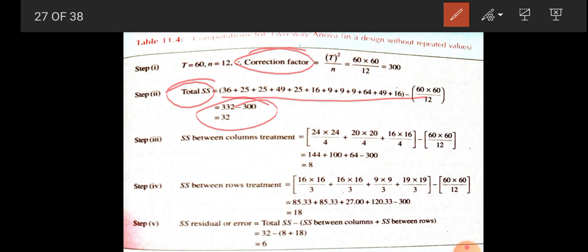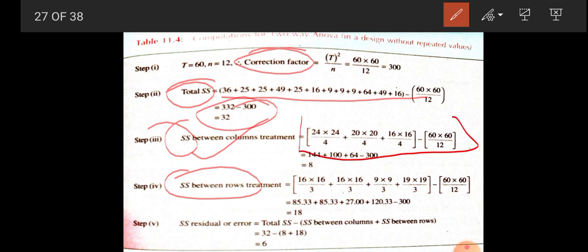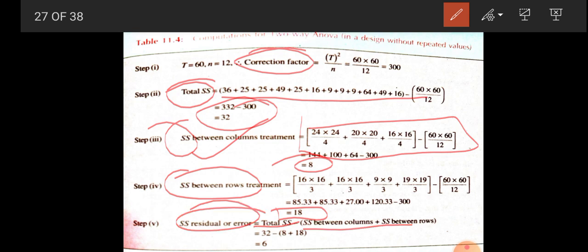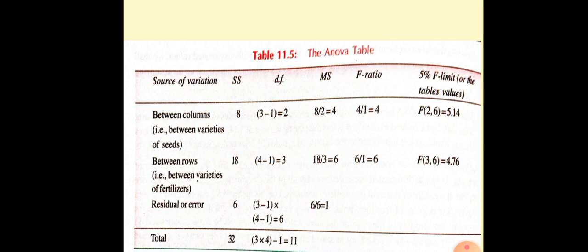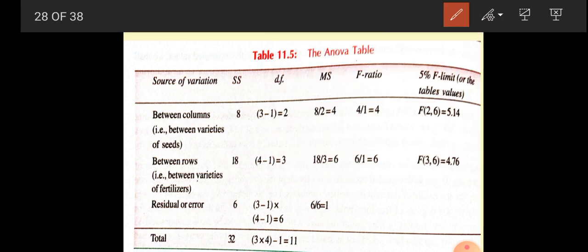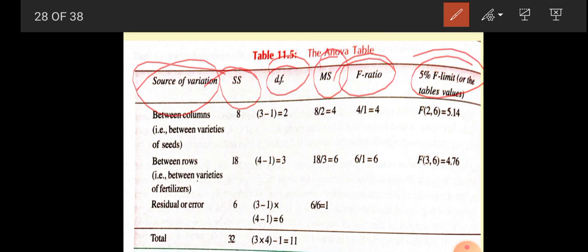Now for the sum of squares between columns and between rows, according to the formula, we have done the calculation. We have got 8 here, and according to the formula, SS between row treatment is 18 here. So SS residual is total SS minus SS between columns plus SS between rows. So 32 minus 8 plus 18, that is 6. Now we have found most of the values. Now we will draw the table in which we have to write source of variation, SS, DF, MS, F ratio and 5% level F limit.